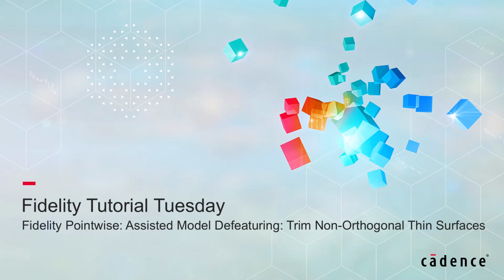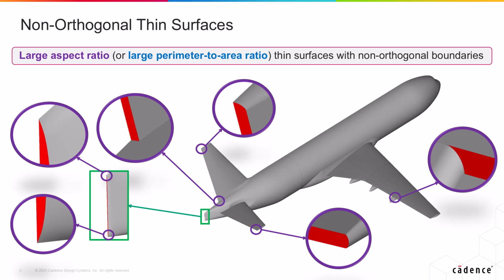Today, we're going to learn how to use the new Assisted Model Defeaturing tool to automatically trim non-orthogonal thin surfaces for high-quality mapped surface meshing. Thin surfaces in the model are typically seen along the trailing edges, like the wing trailing edge or the horizontal tail trailing edge. And these surfaces are identified based on their large aspect ratio or large perimeter to area ratio when we're dealing with an arbitrary thin surface.